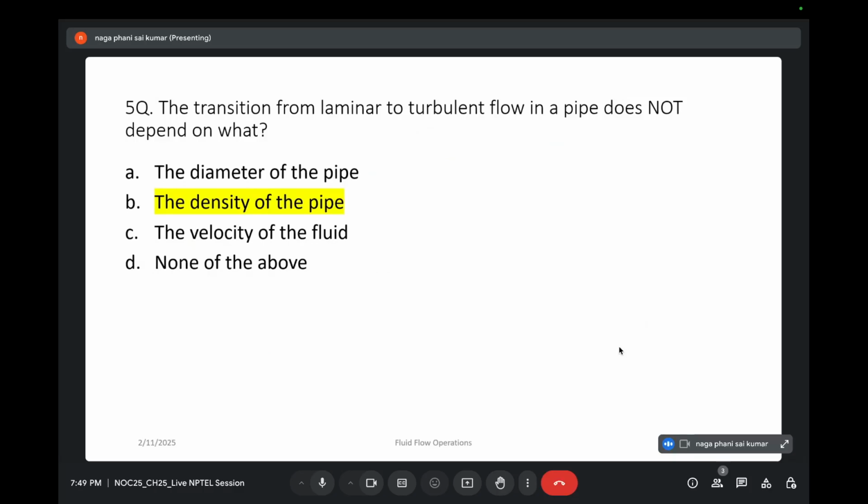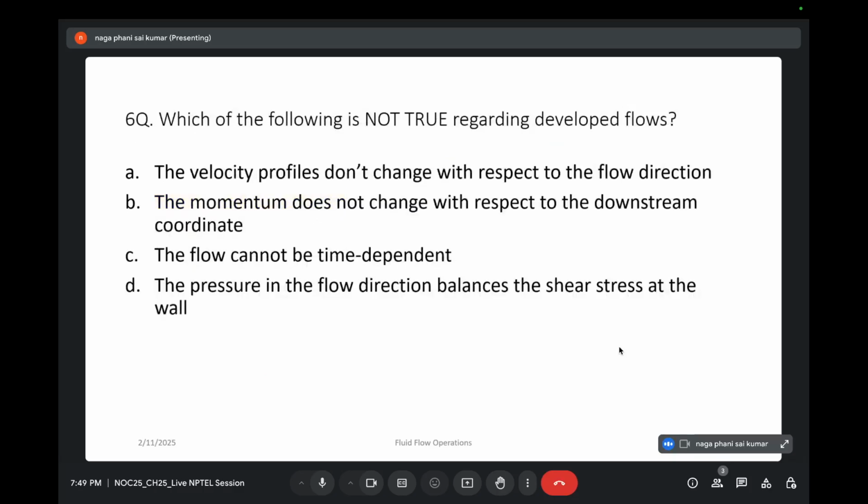from laminar flow to turbulent flow. Okay. So coming to the sixth question, which of the following is not true regarding developed flows? Option A, the velocity profile does not change with respect to flow direction. B, the momentum does not change with respect to the downstream coordinate. C, the flow cannot be time dependent. D, the pressure in the flow direction balances the shear stress at the wall. Which of the following is not true regarding a developed flow? That will be option C. The flow cannot be time dependent.